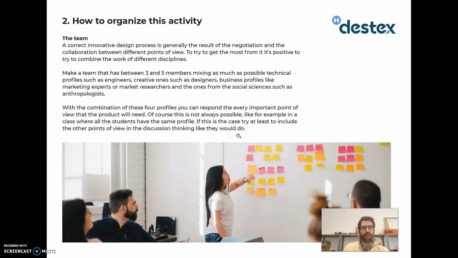Of course, not in every organization you have these 4 profiles. For example, anthropologists are in general not part of companies, or if you are developing this design process in a university, you will only have 1 profile, probably only designers, only engineers, or only business people. In case it's not possible to include these different profiles in the team, try at least to think as they would think, to try to introduce their criteria in the design process, because these criteria are going to be essential to get a successful product that is applying the advanced textiles in a proper way.